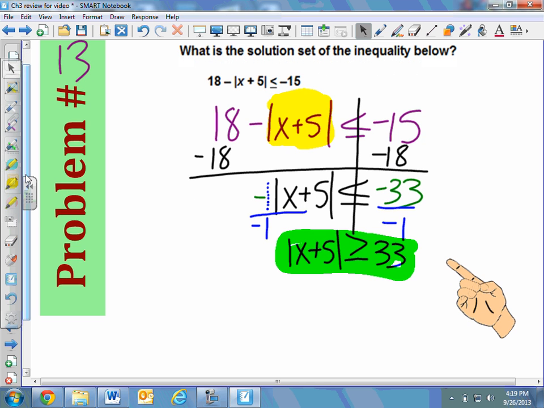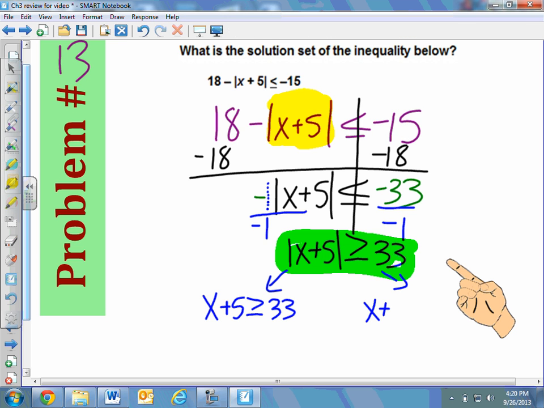So let's do that. One problem, two problems. X plus 5 is greater than or equal to 33. And remember, how do you change the other one? X plus 5 is less than or equal to negative 33. Remember, one of them has to be switched.